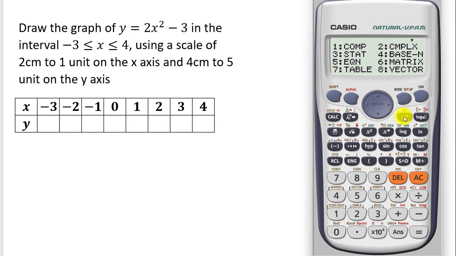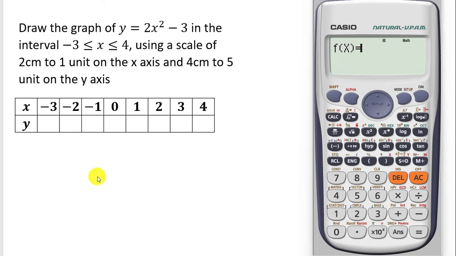Therefore, what we are going to do is we are going to press on the mode. Okay. So you press the mode, you are going to get this screen. And then you move to option 7, that is table. So you are going to press on 7. You are going to have this function, that is f of x being equal to something.